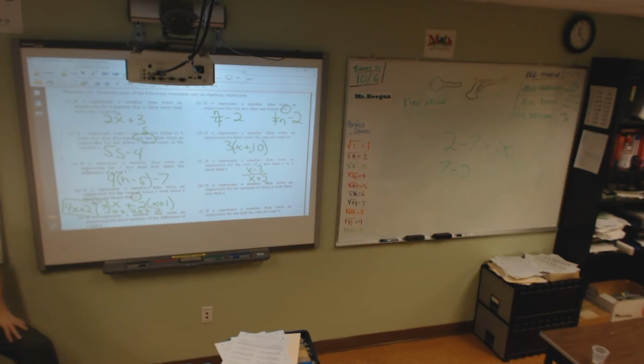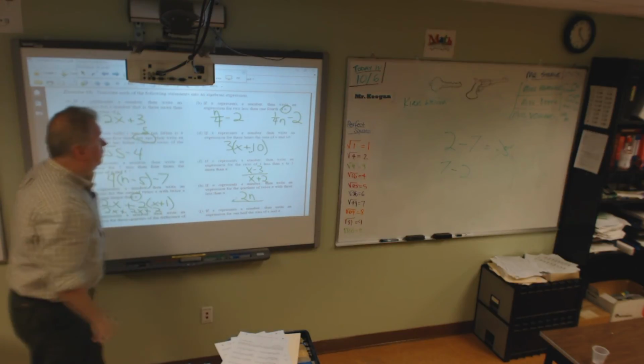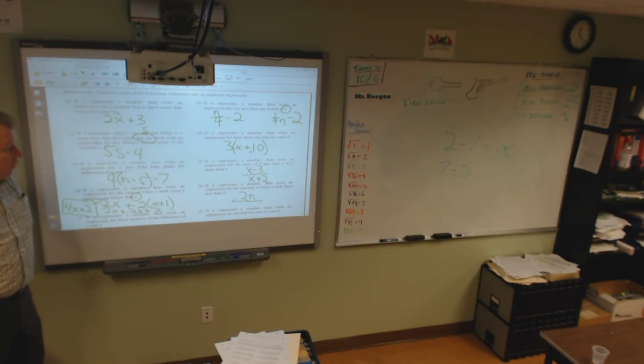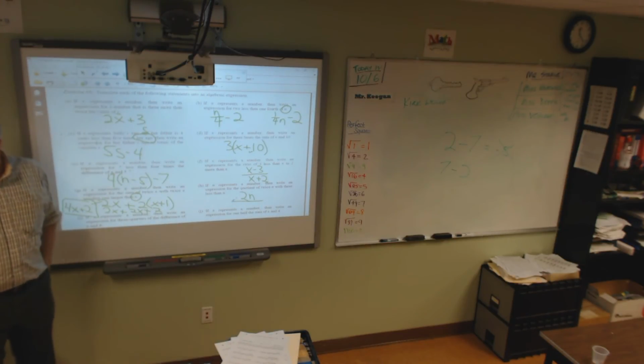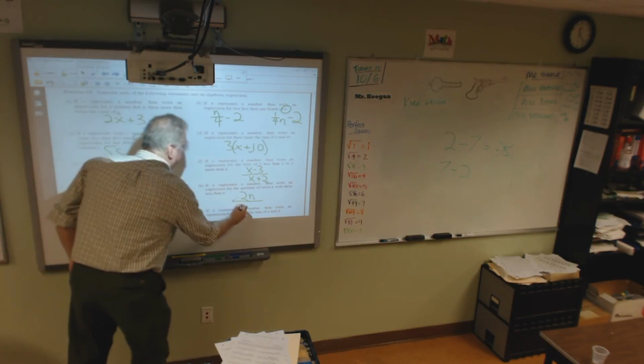If n represents a number, then write an expression for the quotient of twice n with 3 less than n. 2n. It's division. The quotient of twice n with 3 less than n. So n minus 3. n take away 3, yes.